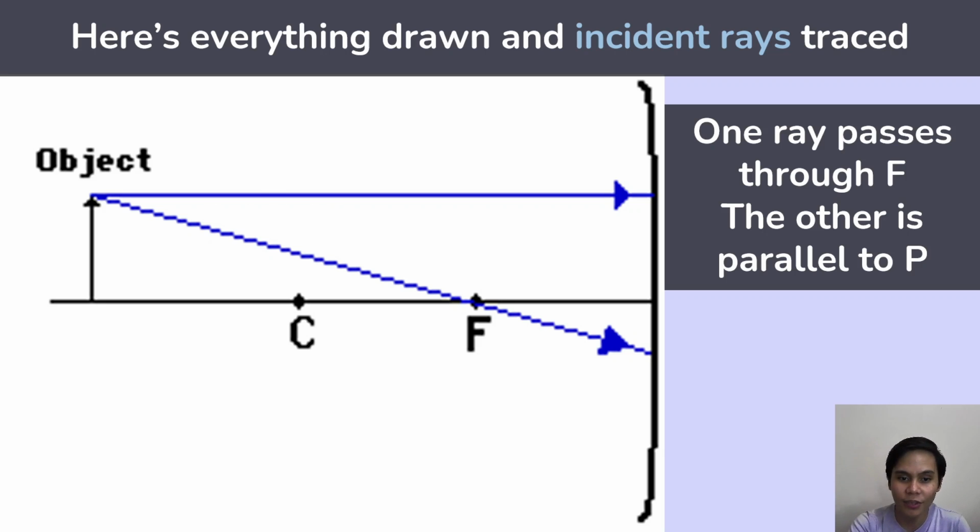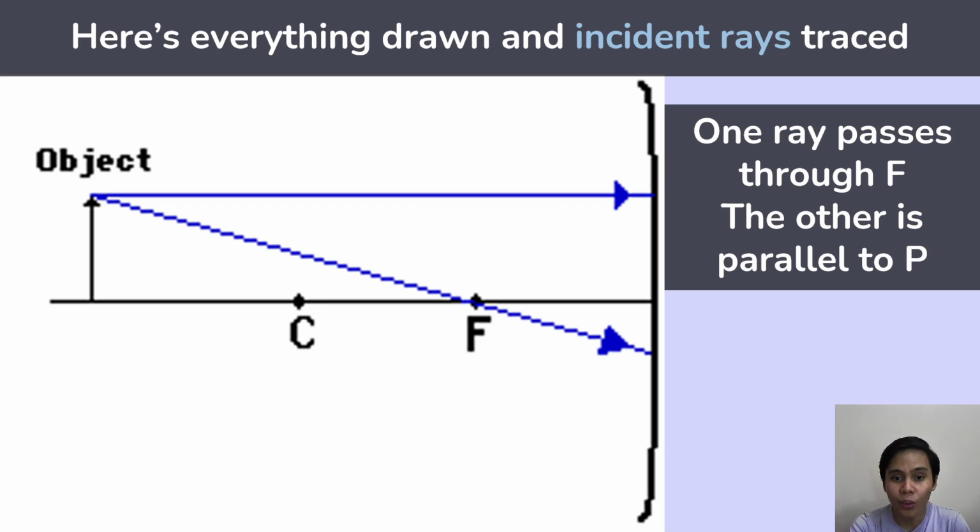The first incident ray is the one that's going through the focus. So one ray passes through F and it hits the mirror on this side. So you just take a straight edge or a ruler or your line tool on your computer and you make it hit the mirror on the other side.